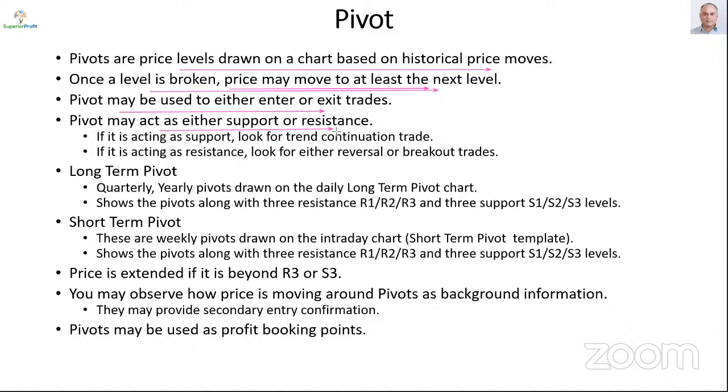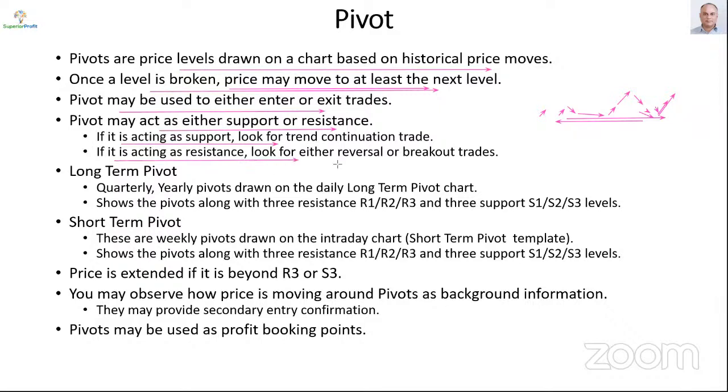When price comes to a pivot, whether it will be the next support or resistance, we don't know yet. We have to see how price moves at that pivot. If it is acting as support based on the chart looking to the left, then look for trend continuation. So if we have a pivot level and stock is moving like this, then when price comes to the pivot, so far it is acting as a support looking to the left, then look to enter a long trade when we have a bullish bar at the pivot level.